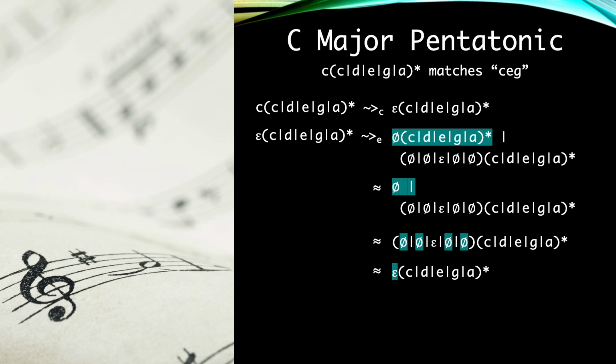And this is exactly the expression we got when we took the derivative with respect to C. So we've come full circle. But actually we can throw away the empty string since it is part of a concatenation, and we simply get this fully simplified 0 or more expression. Now we can take the derivative with respect to the next input character, G, and after simplification we also get the star expression. And this final expression matches the empty string, which means that the sequence CEG matches the C major pentatonic scale.